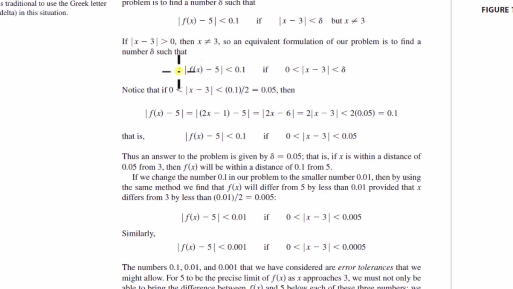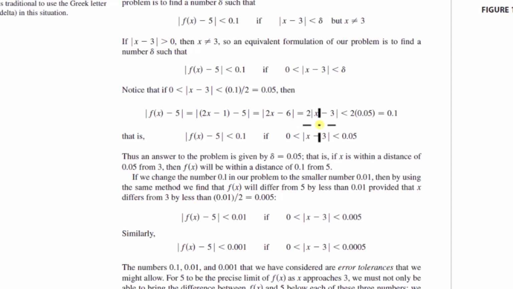Now, what they do next is they just take the absolute value of f of x minus 5 first, and they say, okay, let's plug in 2x minus 1 for f of x, which is what the function equals when x is not equal to 3, which is all we care about. They simplify this to get the absolute value of 2x minus 6. And now we can factor out a 2 from the absolute value, right?